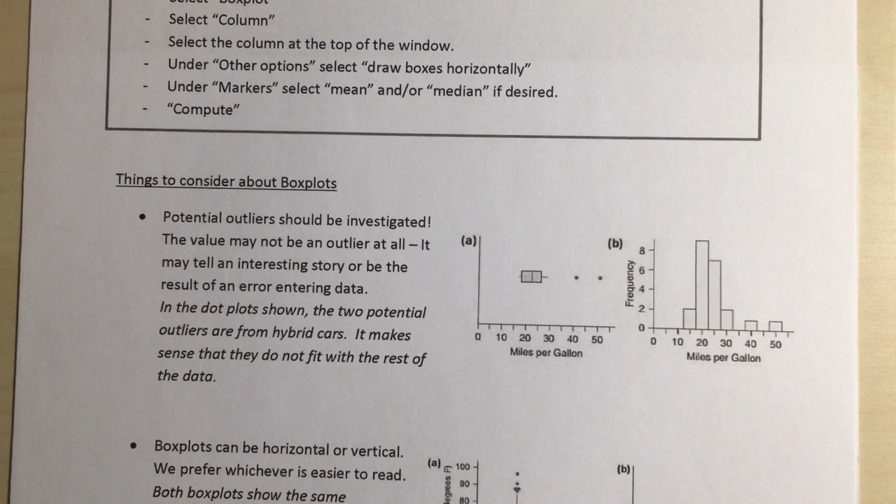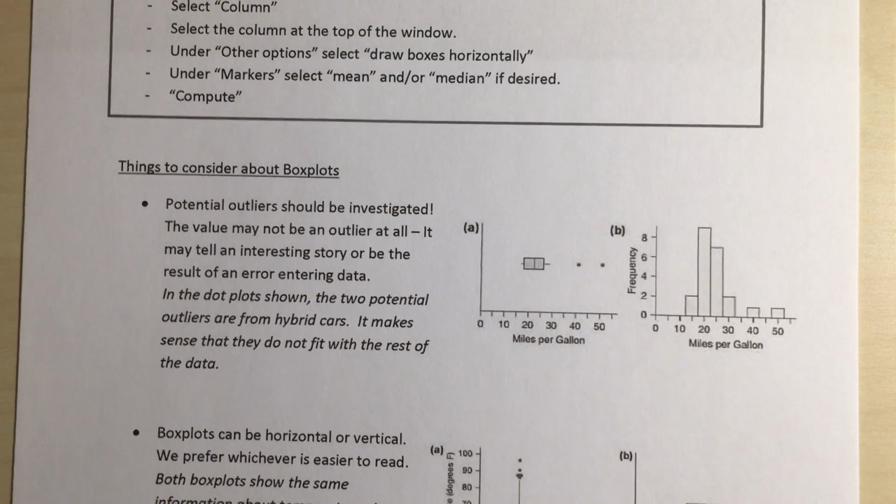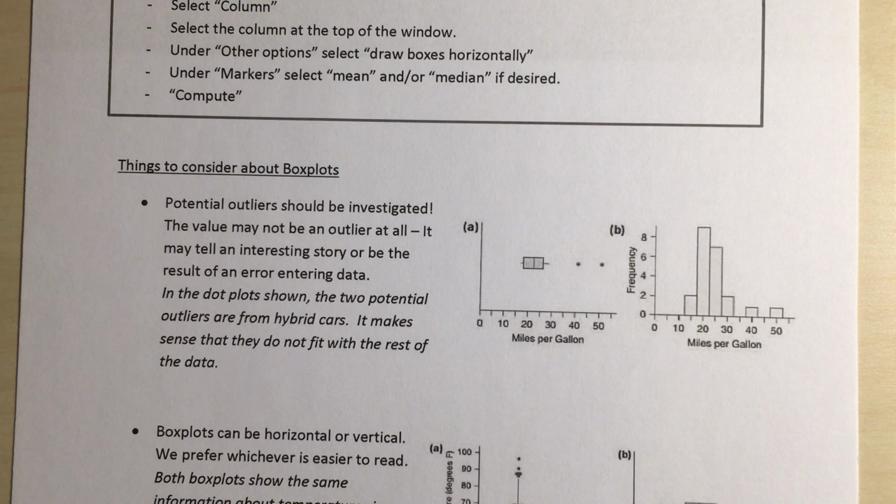A few other things that we want to think about when we're talking about box plots. Potential outliers are something that should be investigated. So if we do have a data value outside of our box plot and our data range, we definitely want to take a look at it. So in this particular example that we see here, we have a couple of outlying values that are way outside of our data set. They happen to come from hybrid cars, where everything else in our data set was not a hybrid car. So by investigating our outliers, we can figure out why they are such extreme values.